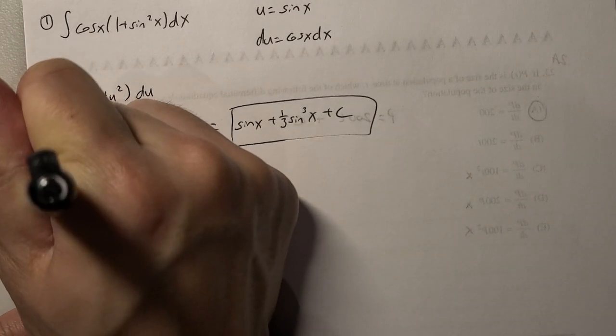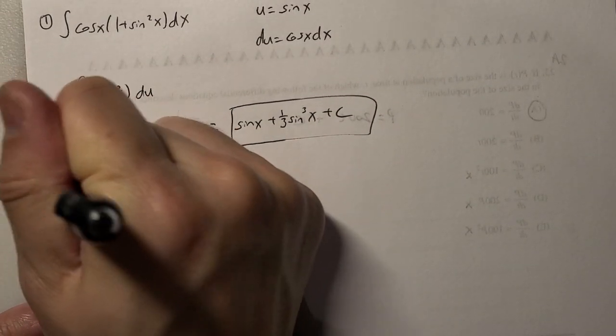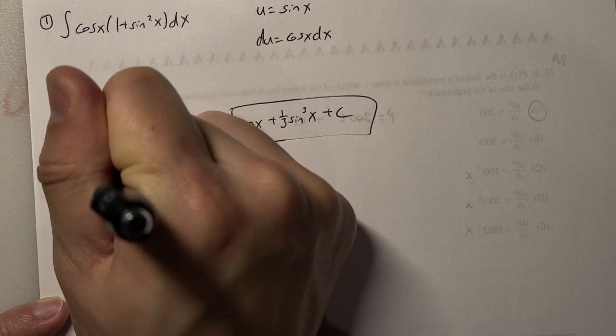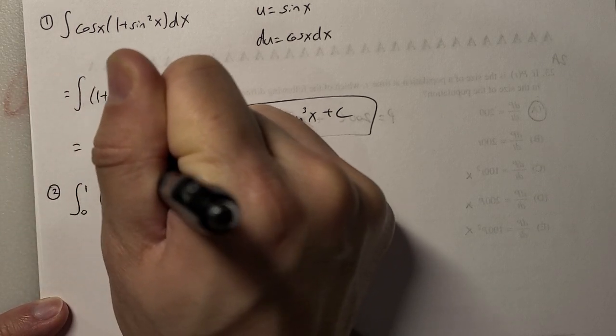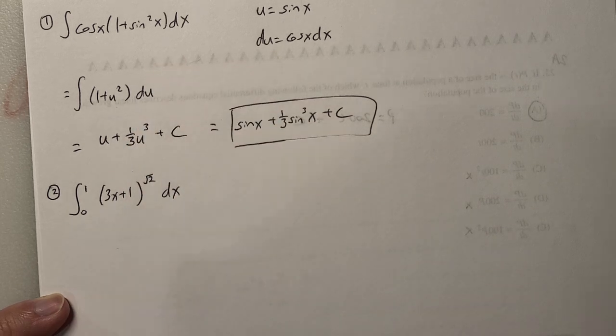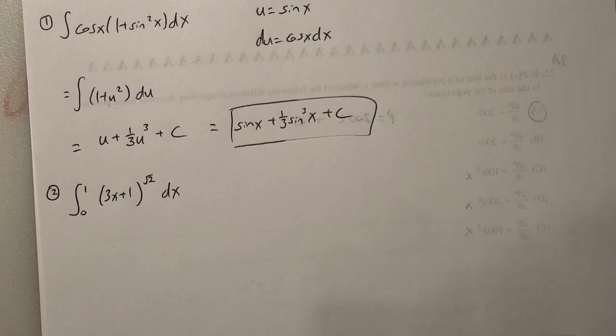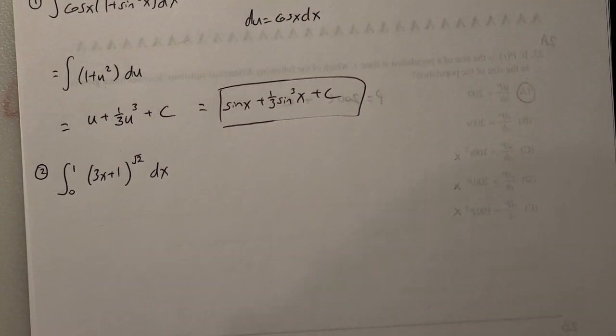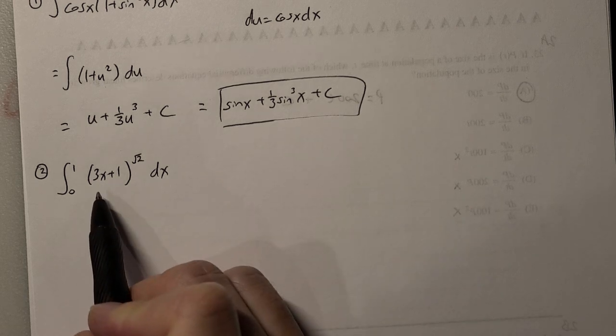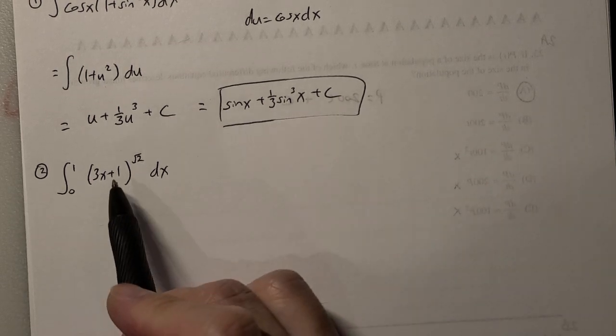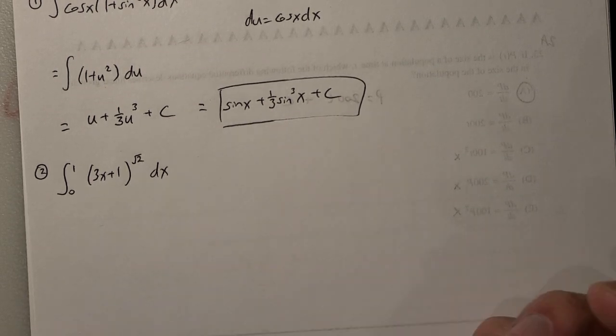Okay, number 2, integral from 0 to 1, (3x plus 1) to the square root 2 power dx. Okay, so here you might get confused because why is it to the square root 2 power? Well, it's just still a number. Like if this was just squared, then you know how to do that. If it's squared, you just expand it out. But if it's like to the 200 power, you can make a substitution.